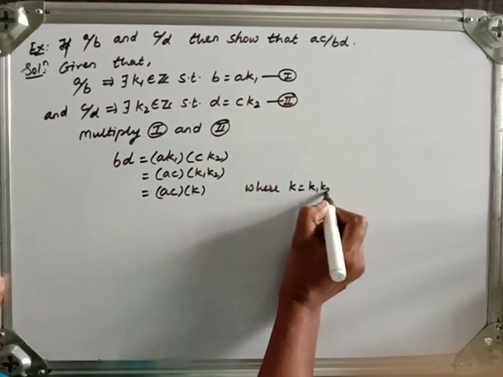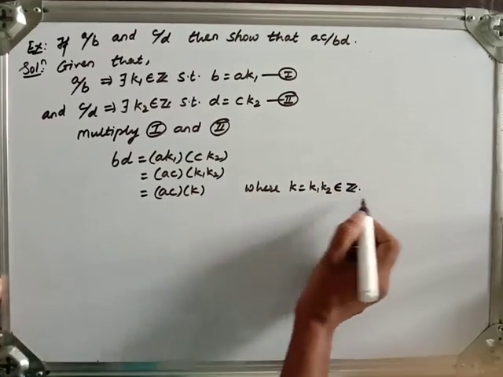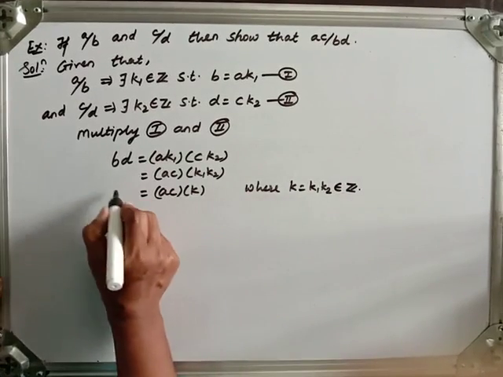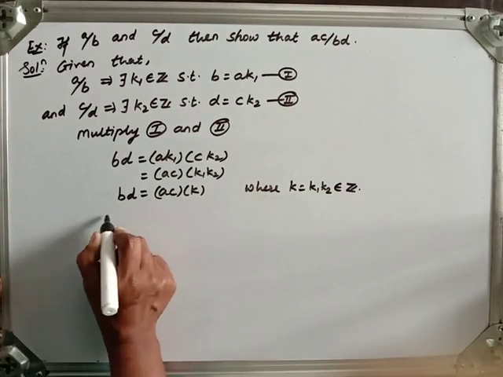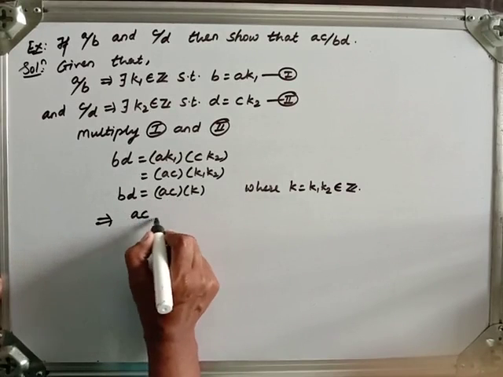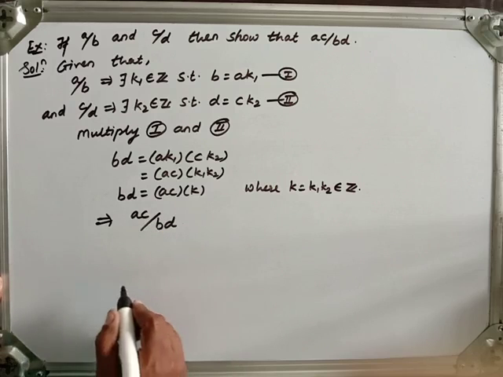Now k1 k2 are integers, so their product is also one of the integers. So k belongs to Z. Now B into D can be written as some multiple of A into C. So this says by definition of divisibility AC divides BD. This is our required one.